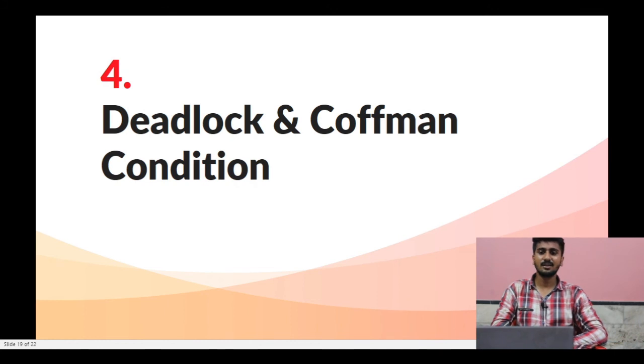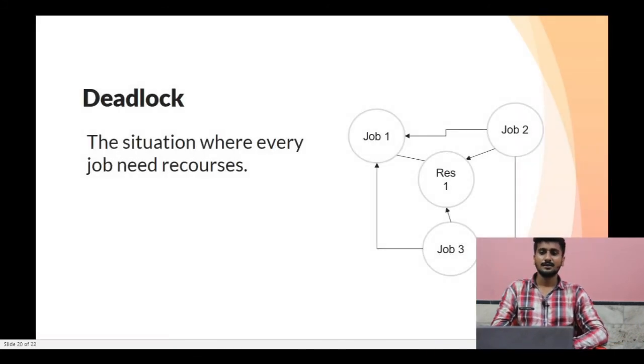Then there is deadlock and Coffman conditions. What is a deadlock? The situation where every job needs some resources. You can see this diagram. There is one resource, but there are 3 jobs. Job 1, job 2, job 3, and these 3 jobs need the resource to be executed. So we have only one resource, so it creates a deadlock. Deadlock is created when we have a lot of jobs but we have only few resources to execute the jobs, so deadlock is created here.